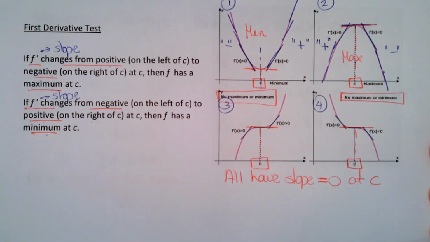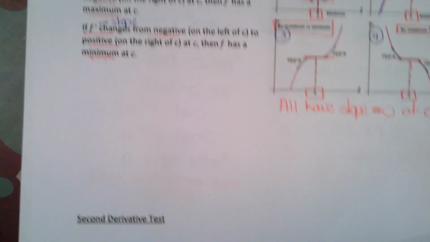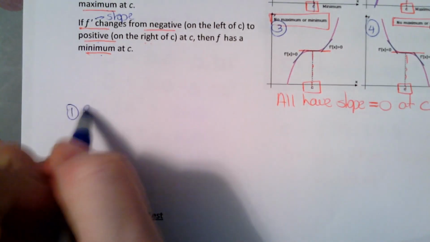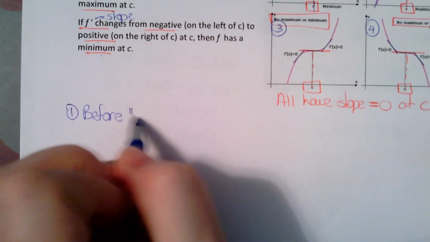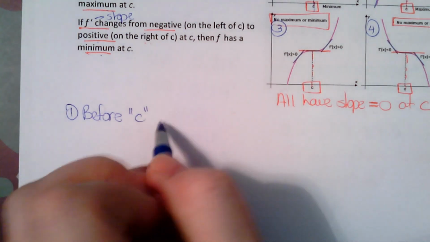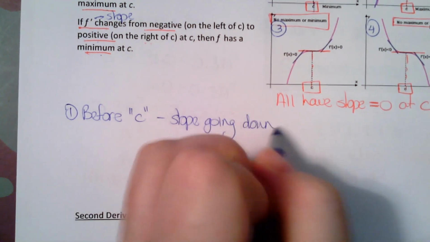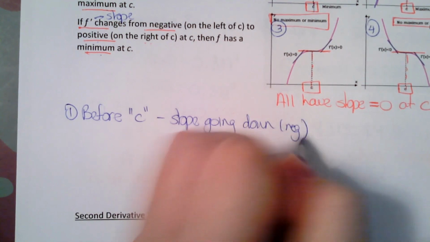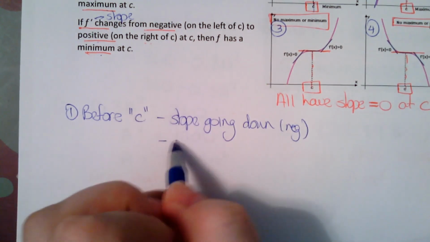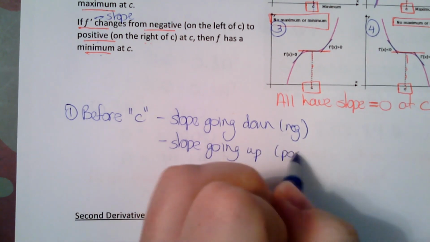It's meant to show you that depending on what your values are for your slope before and after where you're finding it's 0, you'll be able to tell if it's a max or a min. So before C, again you can think of C as your answer where you're finding slope is 0. So before C, slope going down gives a negative. Slope going up, positive.